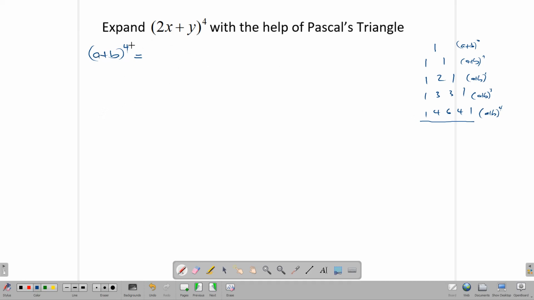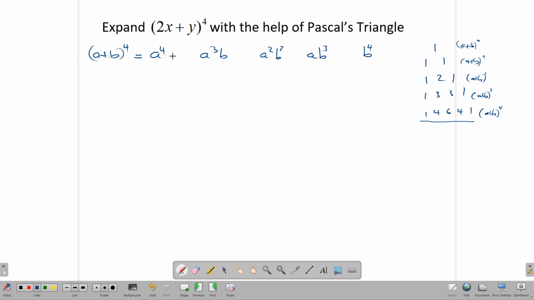Since we're raising a plus b to the 4, we start with a to the fourth, and then we go to a to the third, then a square, and then a, and then we start at the other end with b to the fourth, b to the third, b square, and then b. Then b to the 0 would be here, but b to the 0 is 1. Now let's drop in our coefficients.